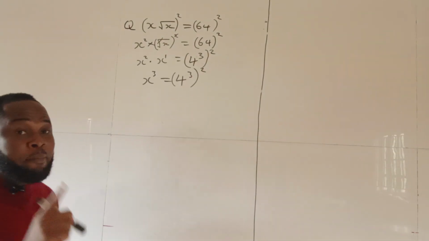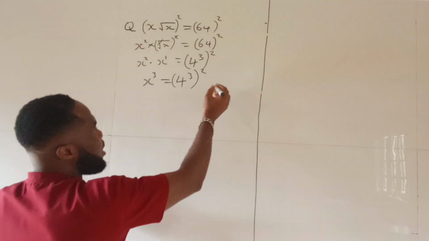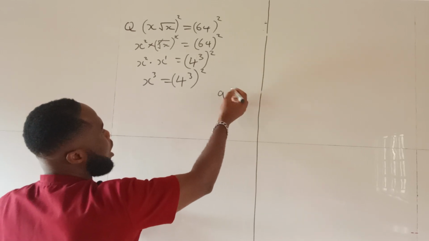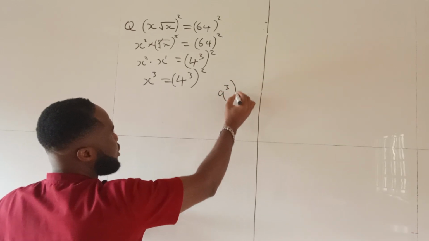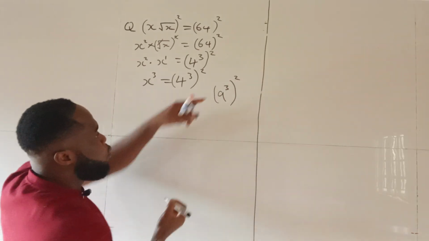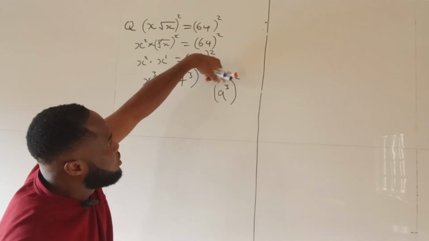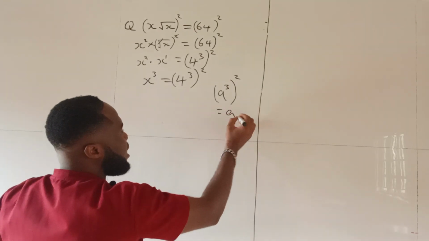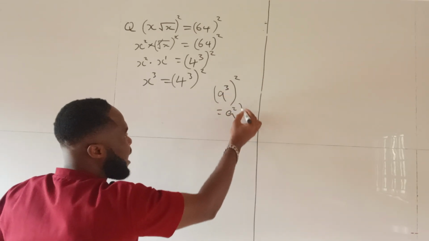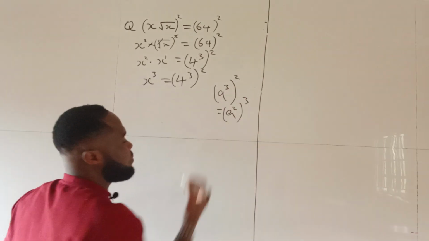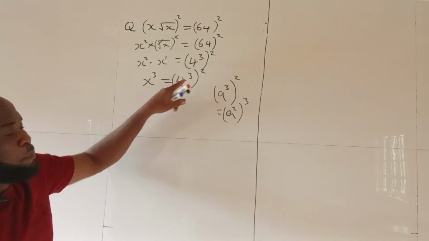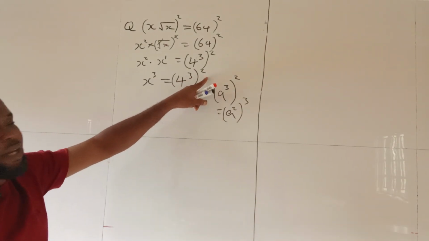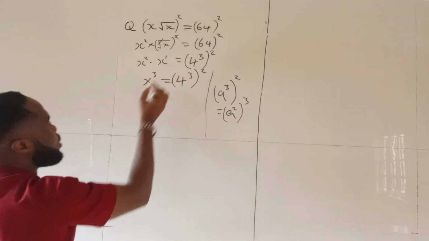Now remember from the power law, when we have a raised to the power of 3, then all raised to the power of 2, we can swap 3 and 2. So it is the same thing as a raised to the power of 2, then all raised to the power of 3. So we're going to exchange the positions of 2 and 3 here. Is that okay?